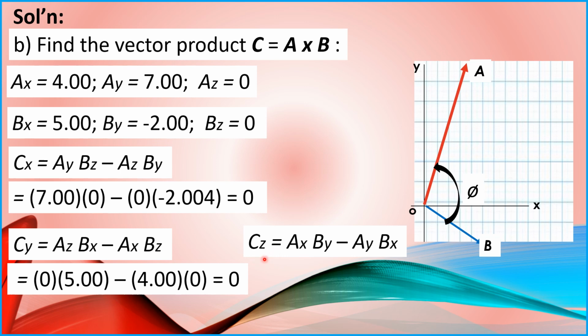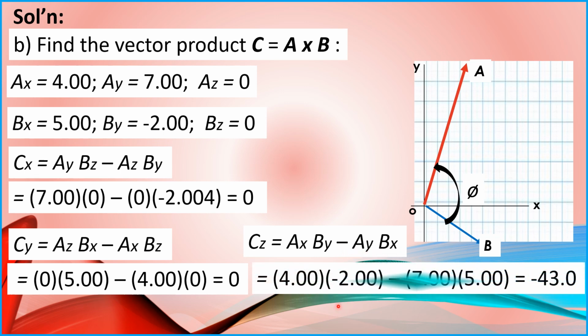Moving on to finding the magnitude of c along the z-axis, or the z component, we have the formula ax by minus ay bx. Substituting, 4.00 times negative 2.00, that's the magnitude of by, right, minus ay, which is 7.00, multiplied by bx, which is 5.00. Simplifying, we get the component cz equals negative 43.0 units.